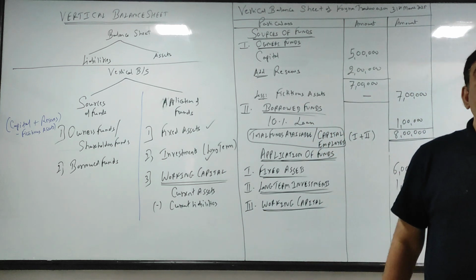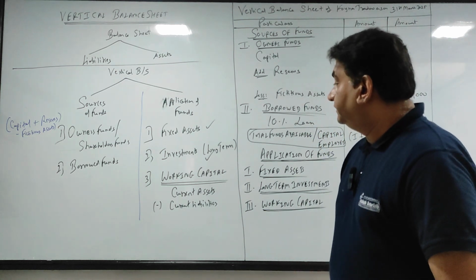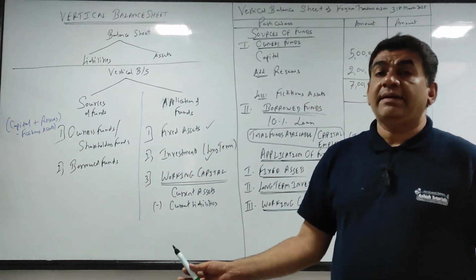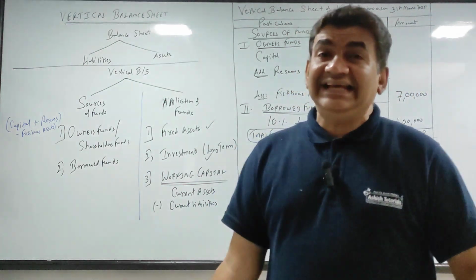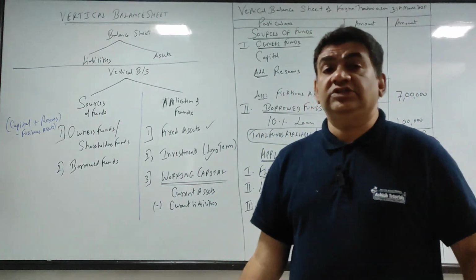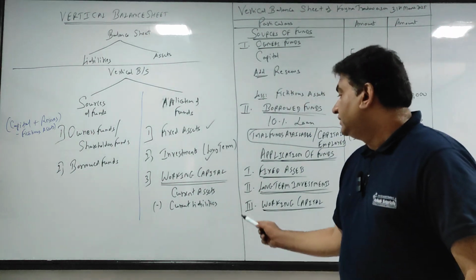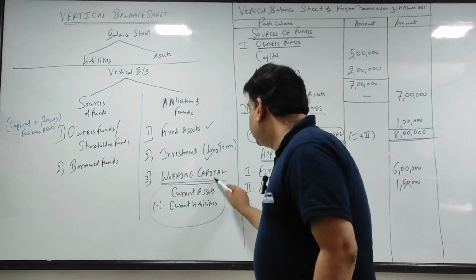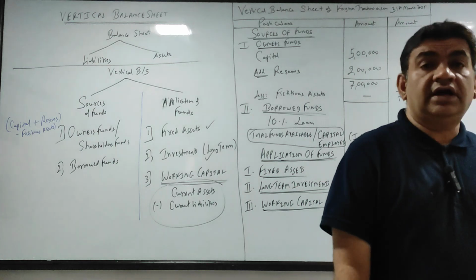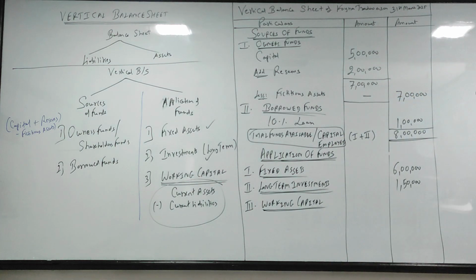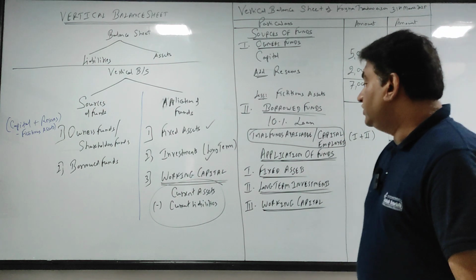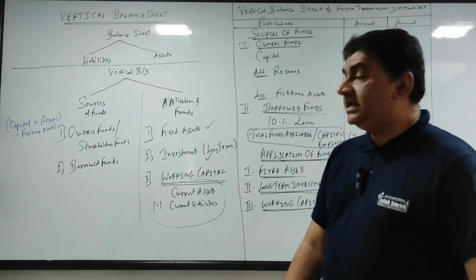Number 3, working capital. What I told you: the day-to-day capital required for incurring day-to-day business expenses, that is working capital. That is nothing but the difference between your current assets and current liabilities. That is the difference between current assets and current liabilities.